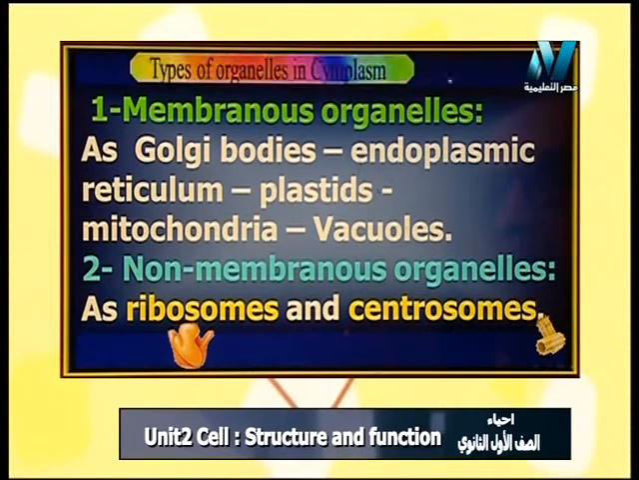But inside the cytoplasm there is a great number of organelles, and the organelles are classified into two groups. The first is called membranous organelles and the second is the non-membranous organelles. The non-membranous organelles are the ribosomes and centrosomes, but the membranous organelles are Golgi bodies, endoplasmic reticulum, plastids, mitochondria and vacuoles. يبقى قسمنا الاورجانيلز اللي جوه السيل لممبرينيوس اند نون ممبرينيوس.